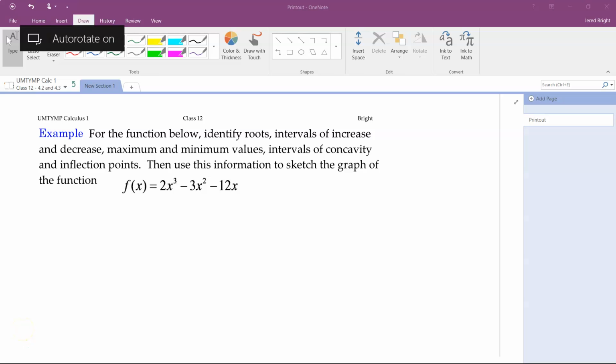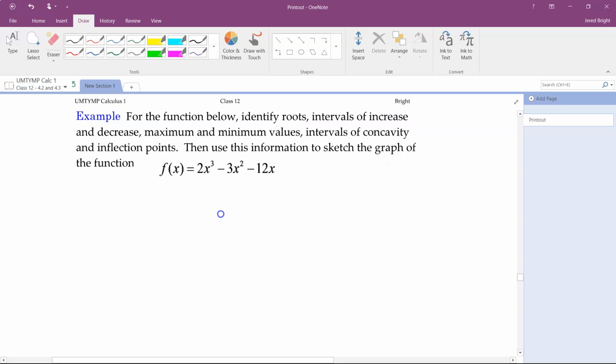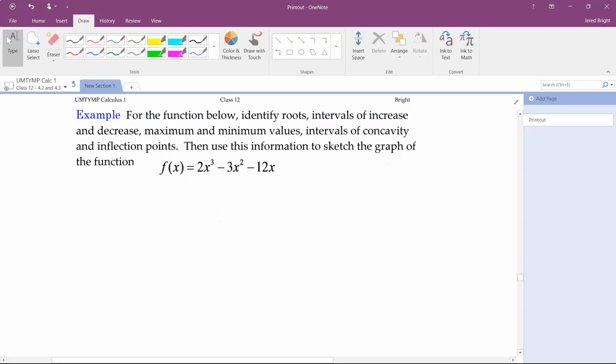Welcome back, and now you're going to see an example that is quite long, and these are kind of the average types of problems you're going to see. So the idea is that you want to do a bunch of analysis on this function you see below, and we've been working with it in many of the videos, but we're going to do a lot of analysis to obtain a sketch of the graph.